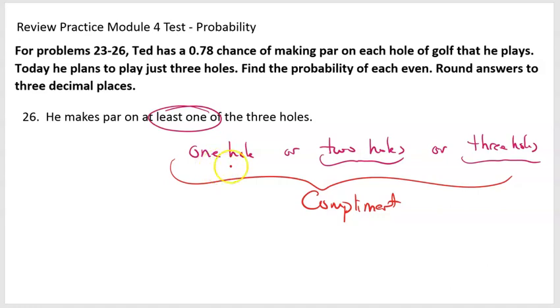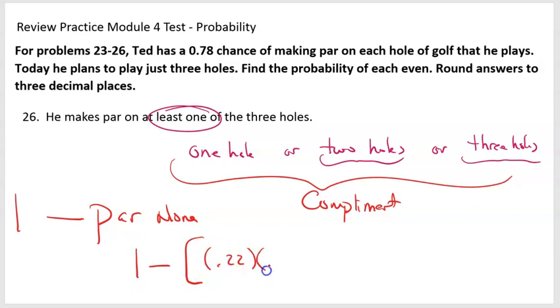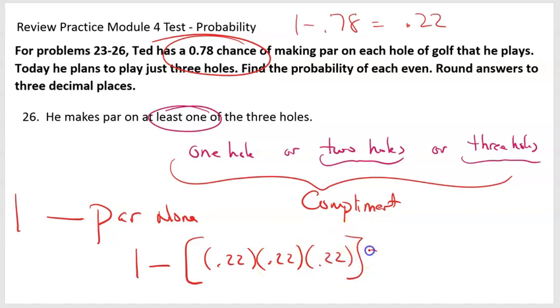And not 1 hole or 2 holes or 3 holes means par on none of the holes, right? And when you do complement, you do 1 minus what the complement is. Okay, so 1 minus par on none of the holes. That means the first hole he doesn't make par. Remember, that's 0.22. Because if 0.78 is he makes par, then 1 minus 0.78 is 0.22 that he doesn't. That's 0.22, so it's going to be 0.22 on the second hole and 0.22 on the third hole.